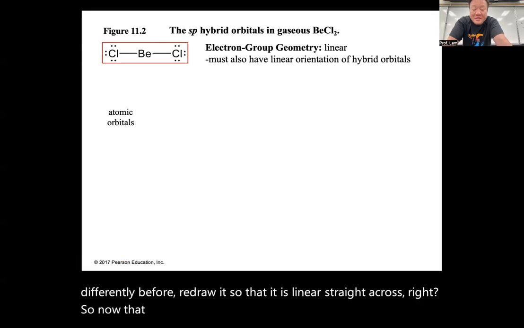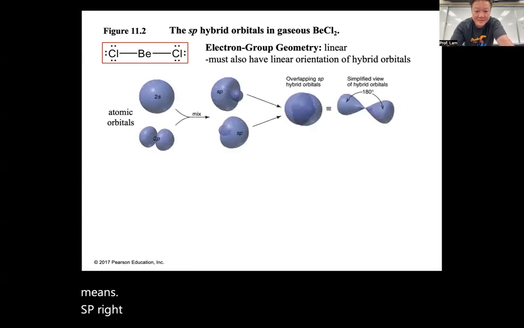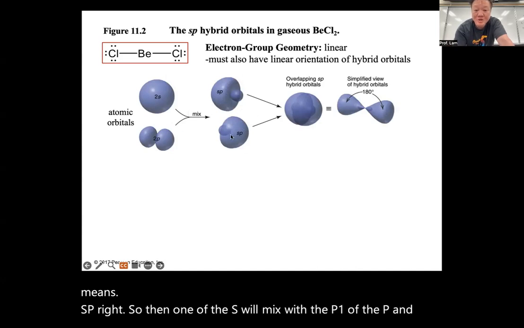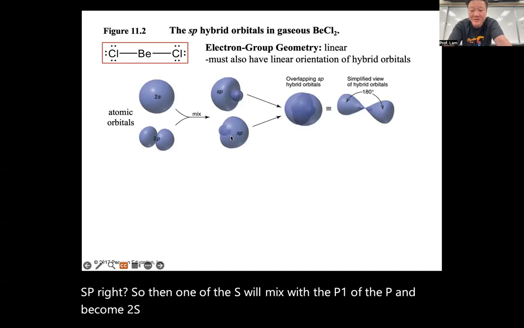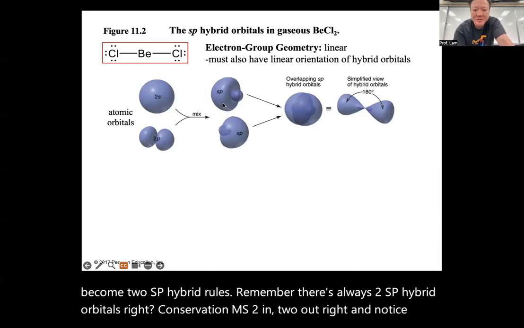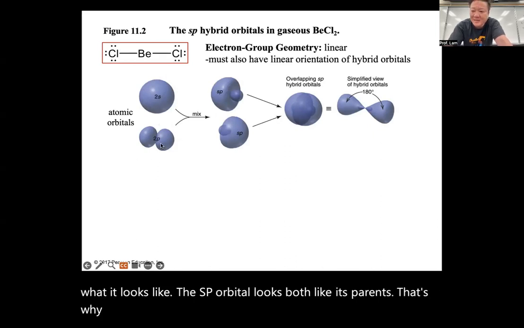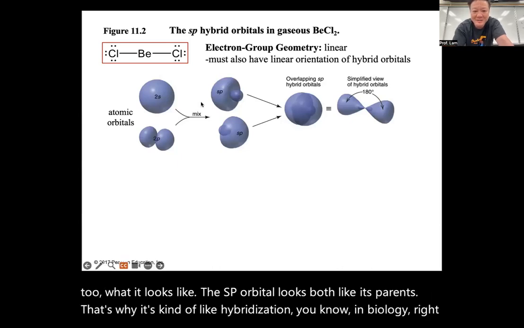Now that you know that there are two electron groups, you already know what hybridization is associated with that. Two electron groups means sp. So one of the s will mix with one of the p and become two sp hybrid orbitals. Remember, there's always two sp hybrid orbitals. Conservation of mass: two in, two out. And notice too what it looks like. The sp orbital looks like both its parents. That's why it's like hybridization in biology: the kid looks like the parents.